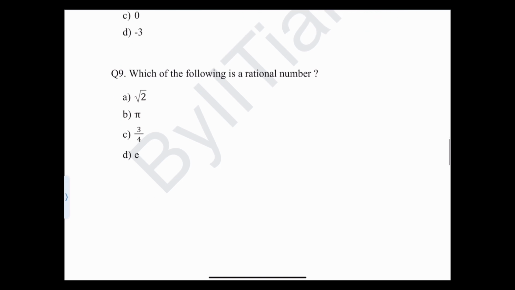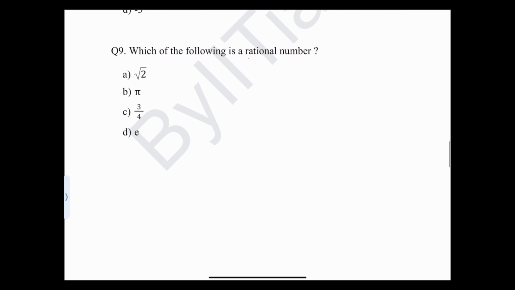Now moving ahead to question number 9. Which of the following is a rational number? What's a rational number? Any number which can be written in the form p over q, where p and q are integers and q is not equal to 0, is a rational number. So can square root of 2 be written in the form p over q? The answer is no. Why? Because square root of 2 gives you a non-recurring and non-terminating decimal expansion.